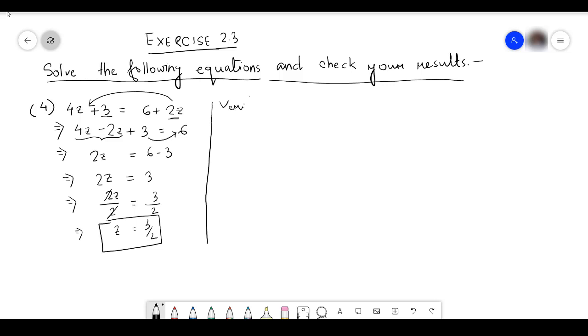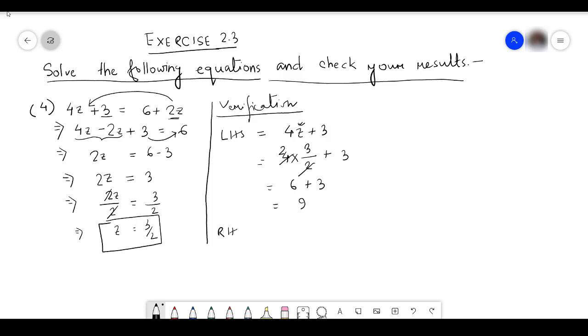In the verification part, we of course have to start with the LHS. So the LHS is 4z plus 3. In place of z, we have to put the value 3 by 2. So 4 into 3 by 2 plus 3. These two terms will get cancelled and the result will be 2 here. So 2 times 3 I got 6 here, plus 3. The result will become 9.